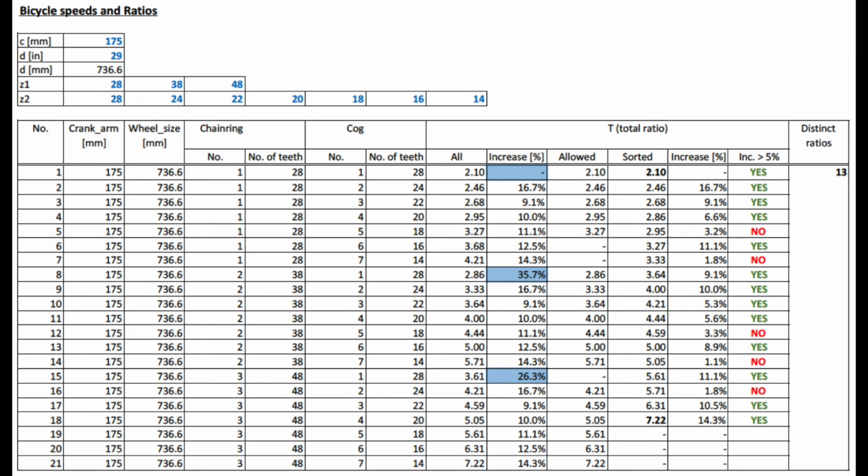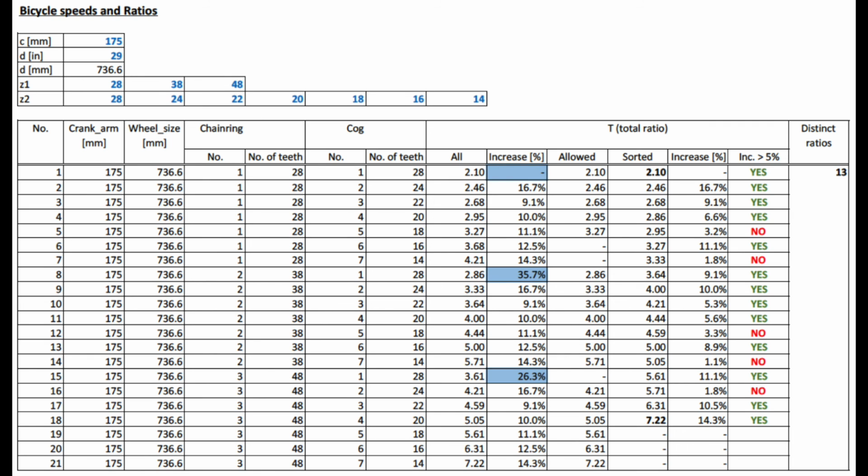The second increase column shows the percentage increase of each ratio relative to the previous one. Looking at that, what is a meaningful increase? In other words, how easy would you feel the difference in pedaling if you go from one ratio to the next one? It's hard to give an exact answer, but I believe 5% is a good arbitrary number. As a side observation, if two adjacent increases are both less than 5%, but together they are higher than 5%, that should be counted as one meaningful increase.